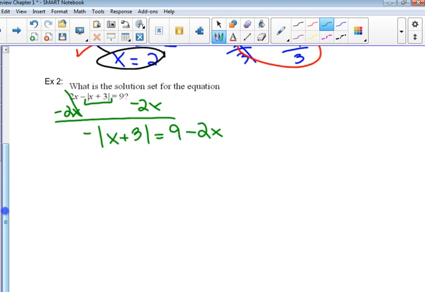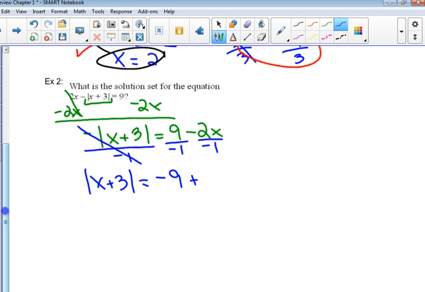Now, to get rid of the negative, does anybody remember how to do it? Divide by -1. Yeah, divide by that negative sign, or -1. Just make sure over here you divide each part by -1. So we get x plus 3. This is going to turn into a -9, and then negative divided by negative is a positive 2x. You have to do all this work before you do your two cases, because now the absolute value is alone. So we can go right to our two cases.